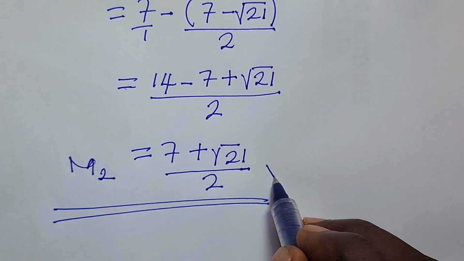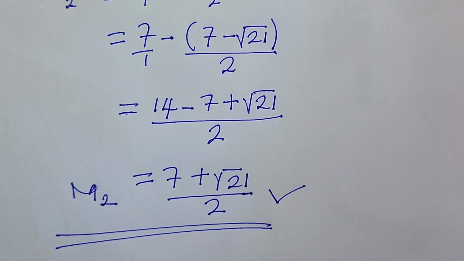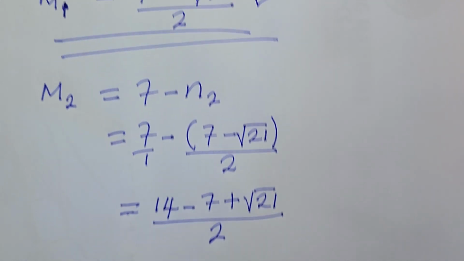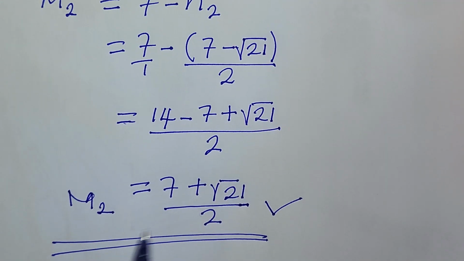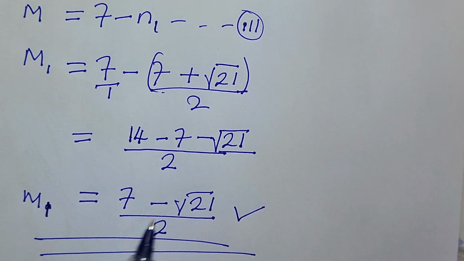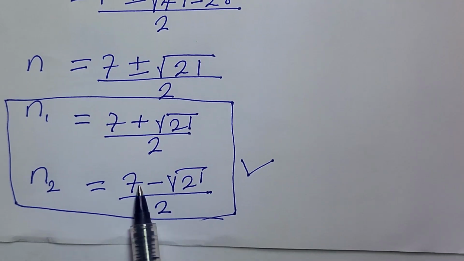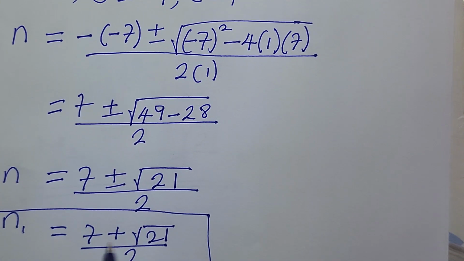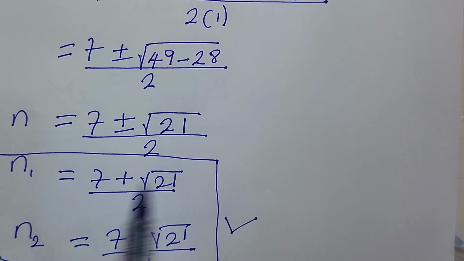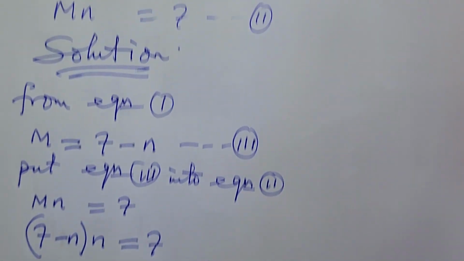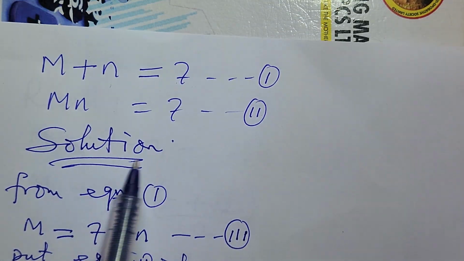So we calculated the values of m and n that will satisfy this math problem. This is our m2, this is our m1, and here we have our n2 and our n1 that satisfy the original equations.